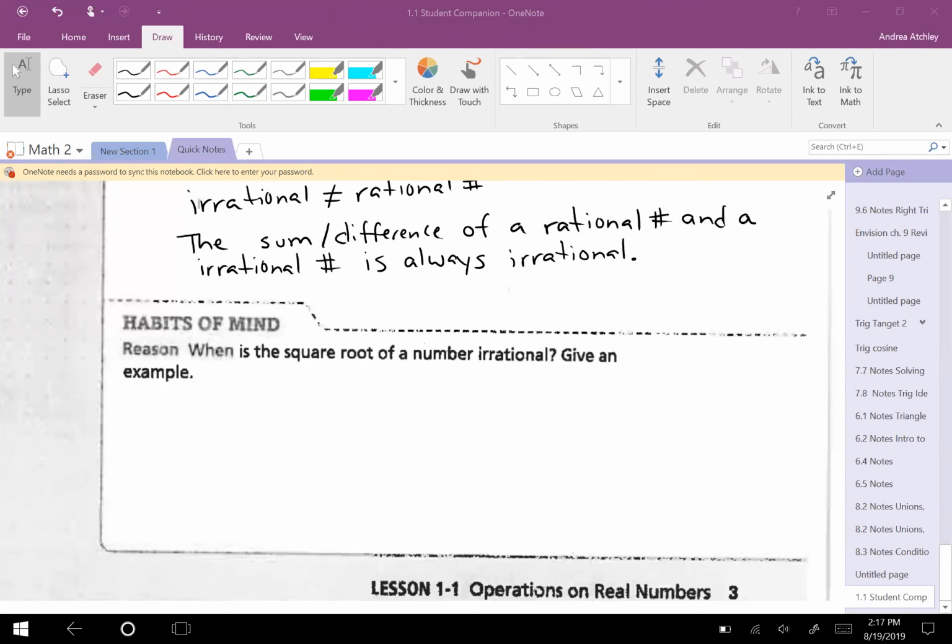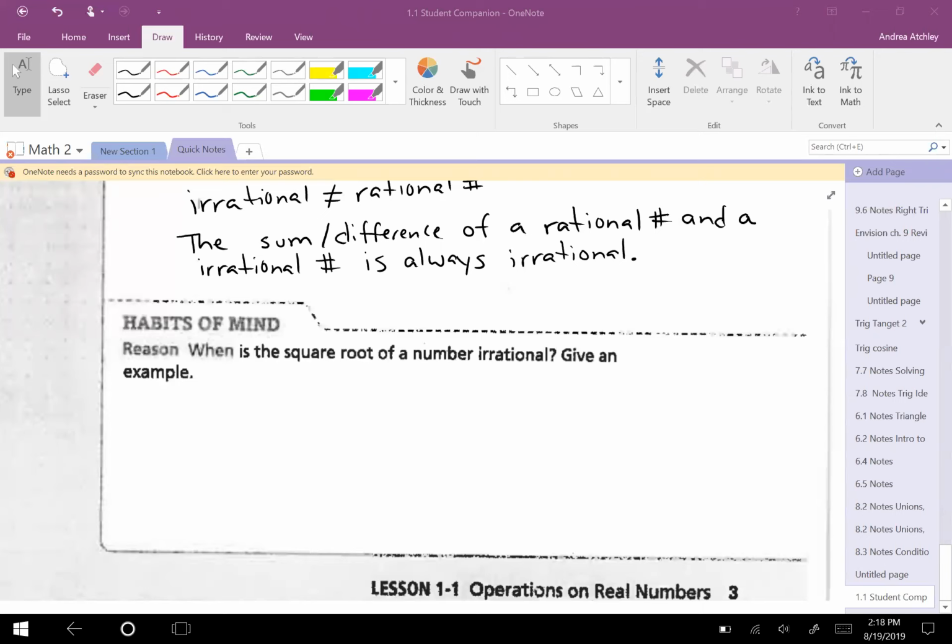Okay, can you give me an example of a square root that is irrational? Square root of 0? Square root of 0 is 0. Square root of 4, what's the square root of 4? 2. Is that an irrational number? No. 9. What's the square root of 9? 3. Is that an irrational number? We want it when it's going to be irrational. You're doing all kinds of rational numbers.